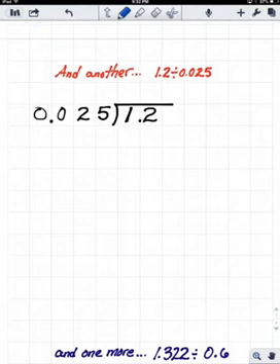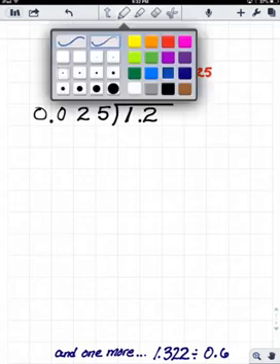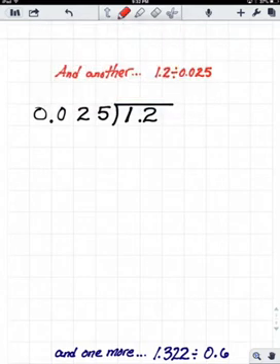Okay? Remember, I need a whole number on the outside. A very small decimal, 25 thousandths. Just as before, though, we're going to move that decimal point. And this time, we're going to move it 1, 2, 3 places to the right, which means I need to move it 3 places to the right on the inside. Don't just move it 1.